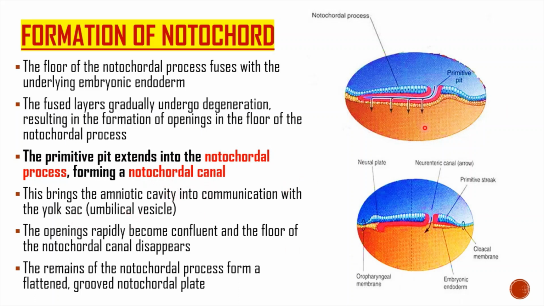So a notochordal process is formed by the invagination of cells between the ectoderm and the endoderm. And then a canal forms, which is called the notochordal canal. This brings the amniotic cavity in communication with the yolk sac. So as you can see, there is communication here between the yolk sac and the amniotic cavity. Okay, so the openings rapidly become confluent and the floor of the notochordal canal disappears. The remains of the notochordal process form a flattened, grooved notochordal plate, which is this one here.